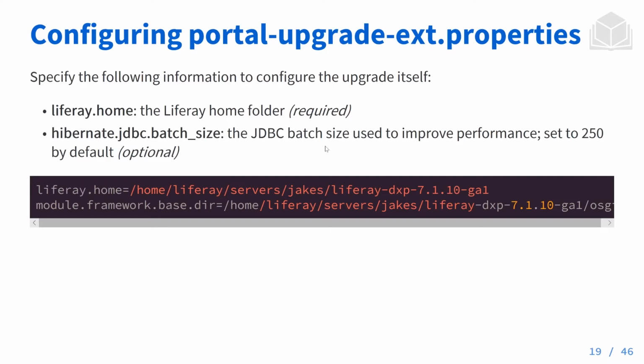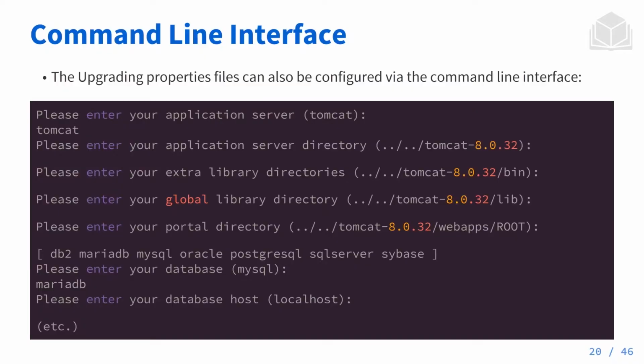This next property here is an optional one. So at the end of the day, 3 property files that you need to configure. Now, if you launch the upgrade tool without configuring them, this is what you're going to see, right? You still have the opportunity to configure each one of the properties in the command line as you're running the upgrade tool. So again, your choice, but using the property files is going to make your life a little bit easier down the line.